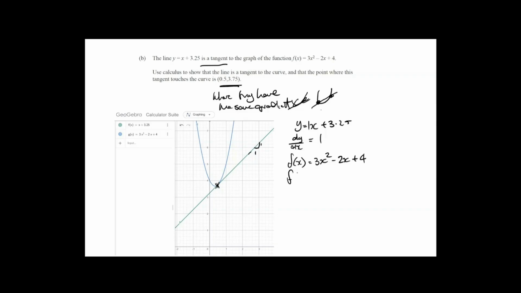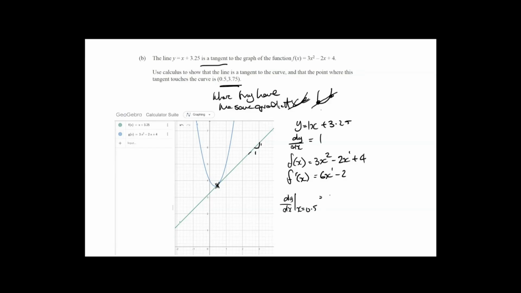So f of x is that, therefore f prime of x is going to be 3 times 2 is 6x. The exponent loses a power, so it's going to be to the power of 1. Don't really need that at all. And this is going to be x to the power of 0 minus 2. Then we would come along here and say, for each of these, we have the dy dx, and we're going to evaluate that when x equals 0.5.